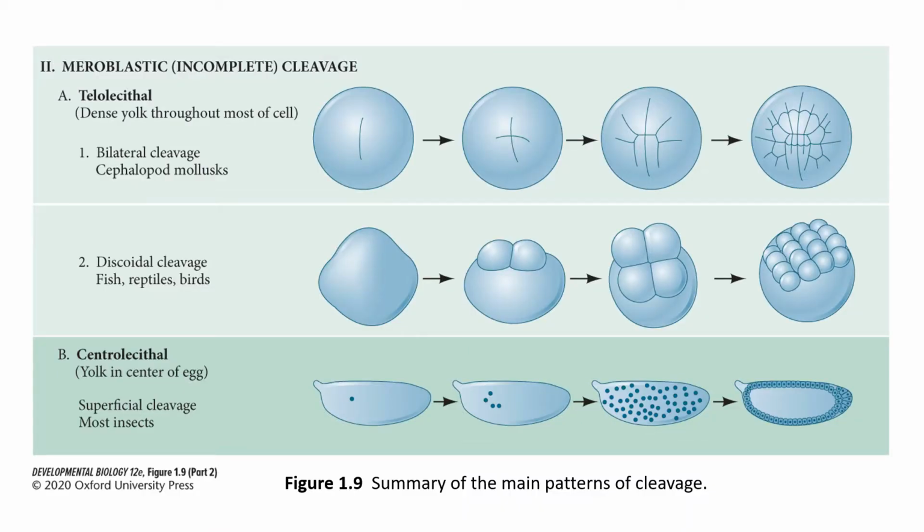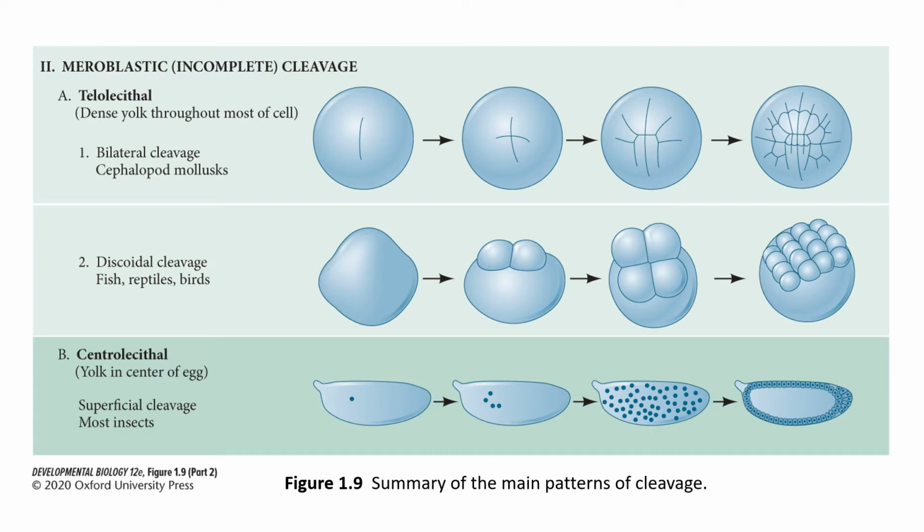So, next, we have the meroblastic or incomplete cleavage. The type would be telolecithal, which has dense yolk throughout most of the cell. So, as you see here, the cleavage becomes lesser and shallower. Okay? You have there the bilateral cleavage, which is found in cephalopod mollusks. And then you also have the discoidal cleavage, which is found in fish, reptiles, and birds. If you notice, there's just a part of the egg that undergoes cleavage for the discoidal ones.